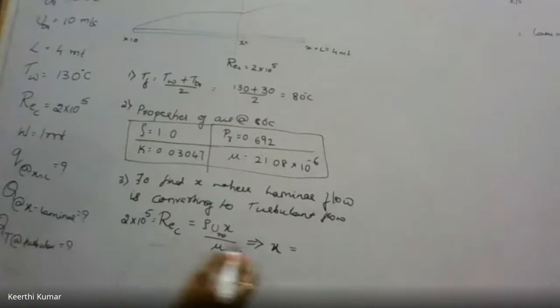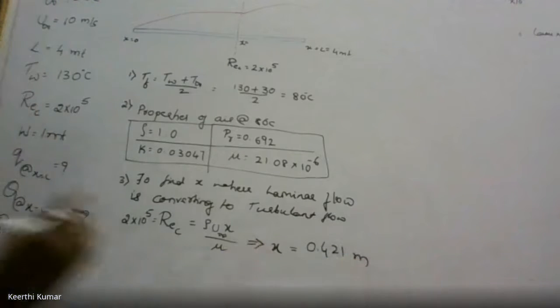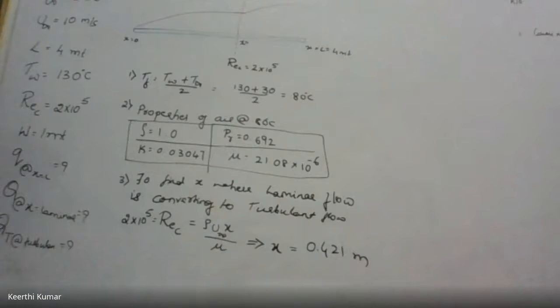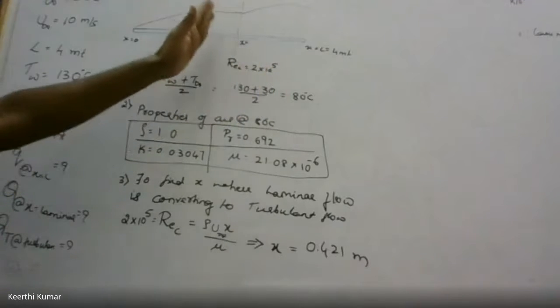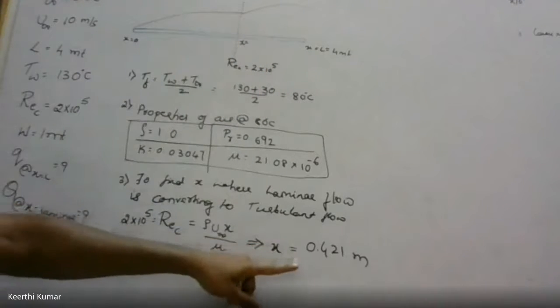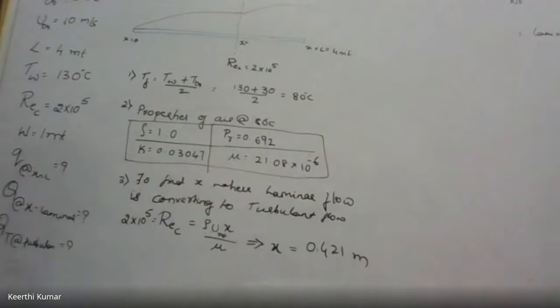Sir, 0.421. Yes, very good. 0.421 meters. That means the length of the plate is 4 meters. Out of that 4 meters, just 0.421 meter is where we are going to get the laminar flow. After that, everything is turbulent flow.